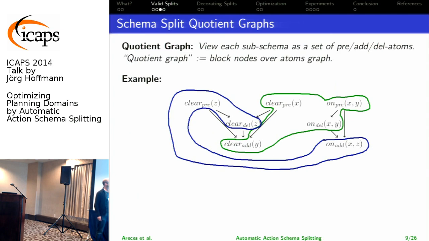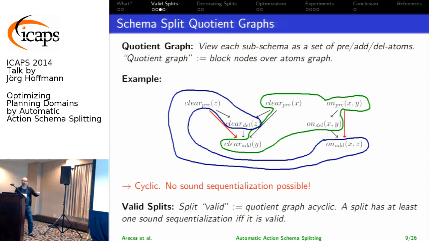So what is the issue here? Maybe you can see it now, I'm not sure. Now it should be very clear. Look at the red edges. We got an ordering relation from green to blue. Green has to come before blue, and also from blue to green. Blue has to come before green. It's cyclic, doesn't work. So we call a split valid if and only if the quotient graph is acyclic, and that's the case if and only if there is a sound sequentialization of the split. So the acyclic quotient graph splits are exactly those that we can do.